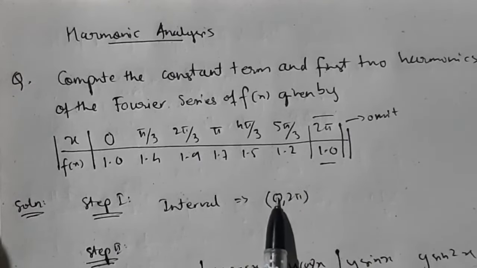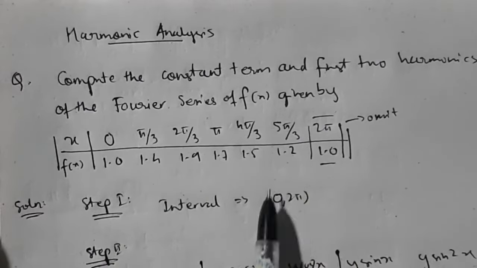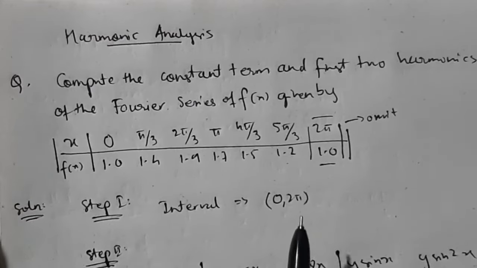Okay, so what will be the interval? 0 to 2 pi. Even if you are not considering the value that is getting repeated, that interval you will take 0 to 2 pi. Okay, after taking that, that's the step 1.